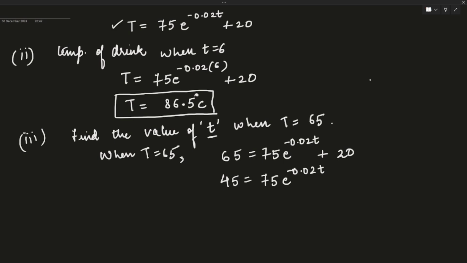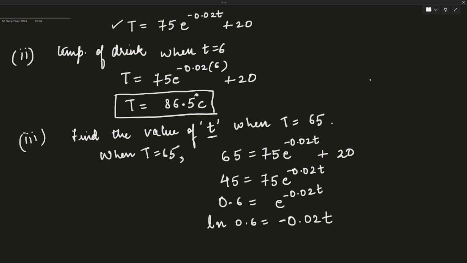Now we divide both sides by 75. If we divide both sides by 75, we get 0.6 is equal to e to the power minus 0.02 t. Now what we'll do is take ln of both sides. ln of 0.6 is equal to, now we'll take ln of this. When we take ln of e to the power minus 0.02 t, it becomes directly the exponent, so it becomes minus 0.02 t.